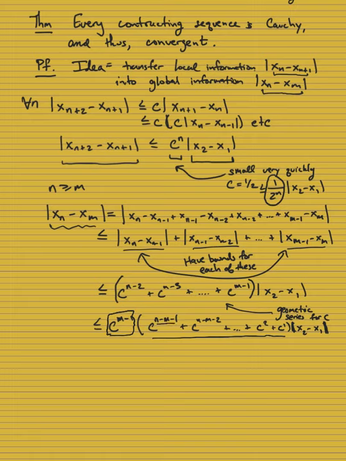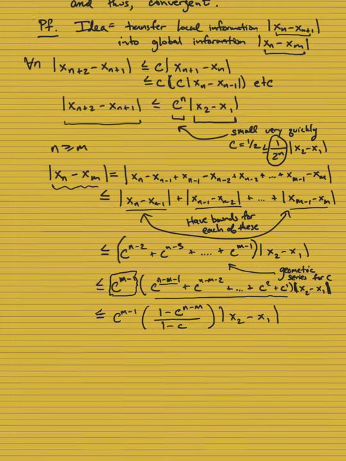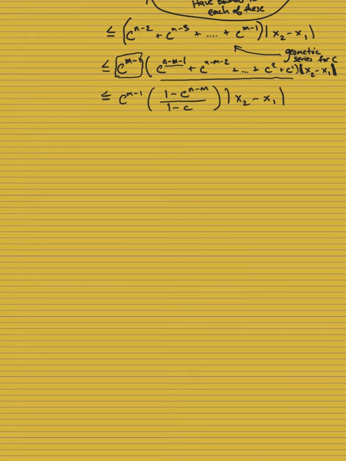Okay? So now, this is less than or equal to c to the m minus 1, and this is 1 minus c to the n minus m divided by 1 minus c times x2 minus x1. Okay, so maybe I'll just write this out a little more explicitly, or maybe just aside, right?